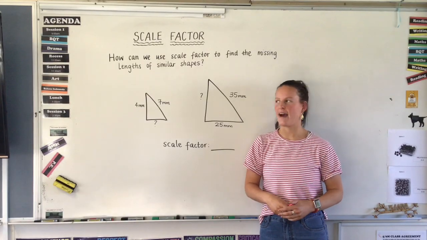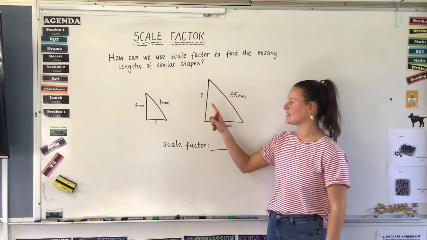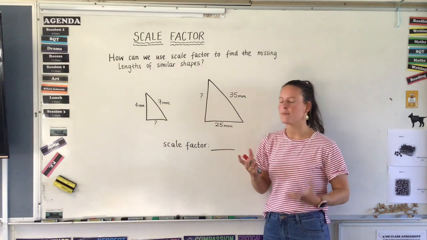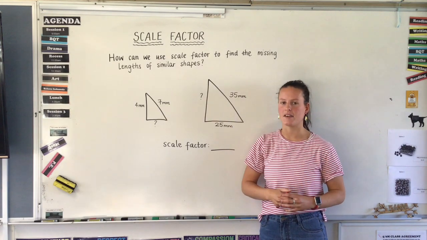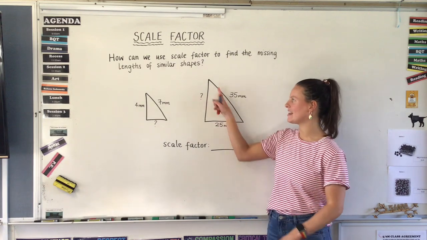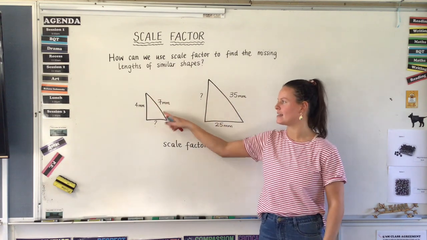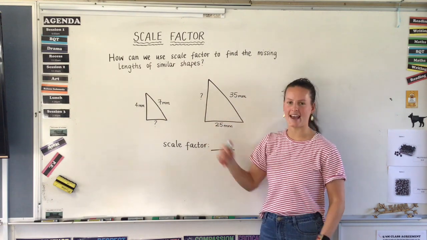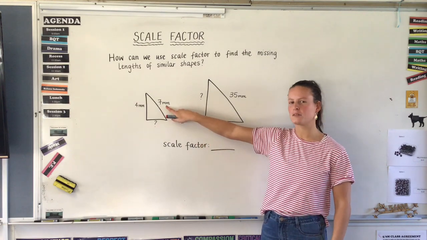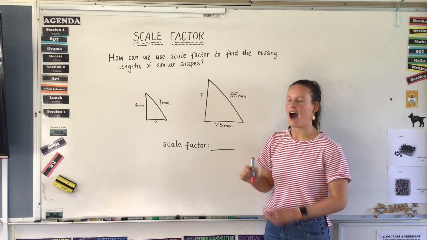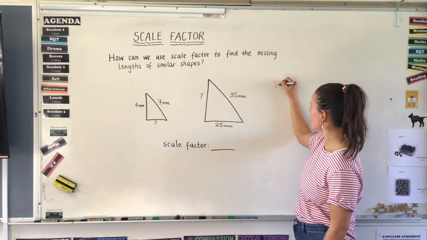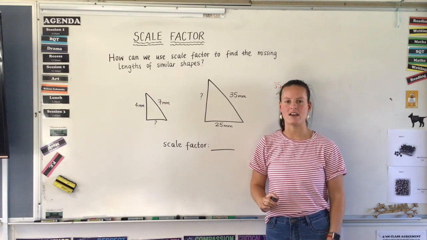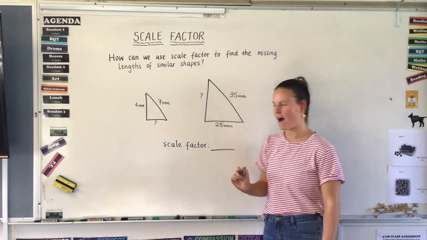We can also use scale factor to find 2 missing lengths. We can see we are missing a length on our little triangle, and we're also missing a length on our bigger triangle. But remember, we can look at the corresponding lengths to figure out the scale factor. So I can see that this line here matches perfectly with this line here. 35 millimetres and 7 millimetres. So to work out the scale factor, I need to figure out what do I multiply 7 by to get to 35. I can also set this out as a division equation. My times tables, I know that 35 divided by 7 equals 5. So my scale factor must be 5.